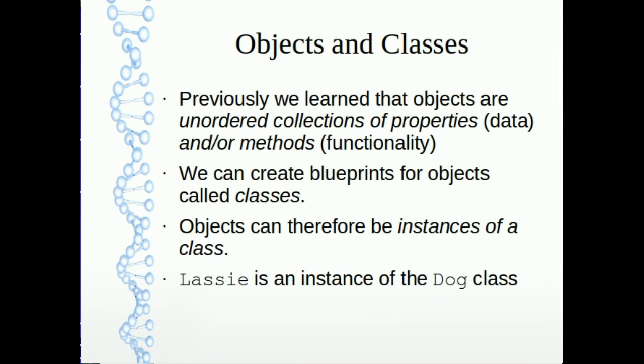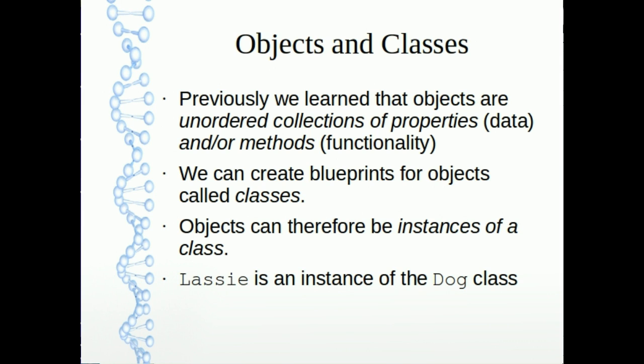Previously we learned that objects are unordered collections of properties, meaning data, variables, also sometimes called fields, and or methods, by which we mean functions. Properties are things an object has, for example name, age, height and weight, whilst methods are things that an object can do, for example run, walk, fly, swim, etc.